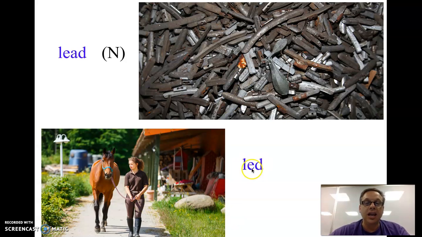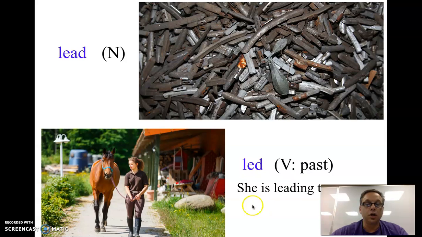Here, lead. This is a verb, the past tense of the verb. She is leading the horse, we could say. Here's the lead, progressive, be verb, ing. She is leading the horse. But maybe we're talking about this morning. We could say, this morning she led the horse. So now the past tense verb for this word sounds just like the noun pronunciation.